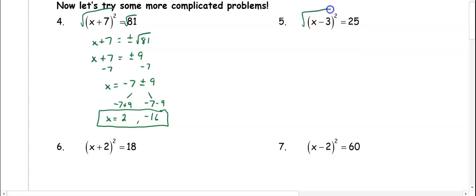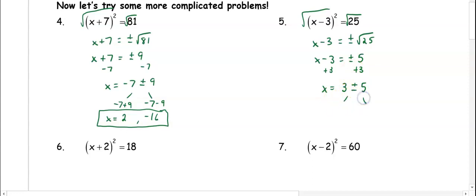In number 5, when we take the square root of both sides, we get x minus 3 equals plus or minus the square root of 25. So x minus 3 equals plus or minus 5 because 25 is a perfect square. Then we're going to add 3 to both sides. So x equals, we're going to put the number that's without the plus or minus first. So 3 plus or minus 5. Then we're going to get our two answers for x. So x equals 3 plus 5, which is 8. Or 3 minus 5, which is negative 2.